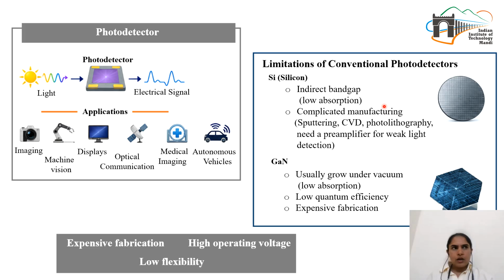And in the market till now, the photodetectors are based on silicon and gallium nitride, but they have some limitations like low absorption, complicated manufacturing such as sputtering and photolithography, the need for pre-amplification for weak light detection, low quantum efficiency, and expensive fabrication. All of these limitations motivate researchers to search for new materials which have low fabrication cost, low operating voltage, and high flexibility. The 2D perovskite materials contain all these properties.